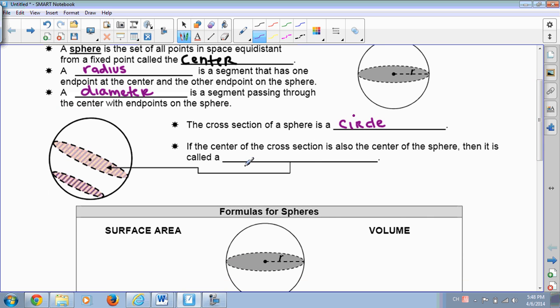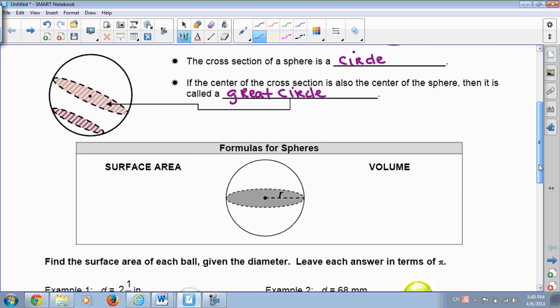And there is a main circle or cross section when you cut through the middle. If the center of the cross section is also the center of the sphere, then it is called a great circle, is the name of it. It's the biggest circle you can make, and it slices right through the center of the sphere. It's called a great circle.